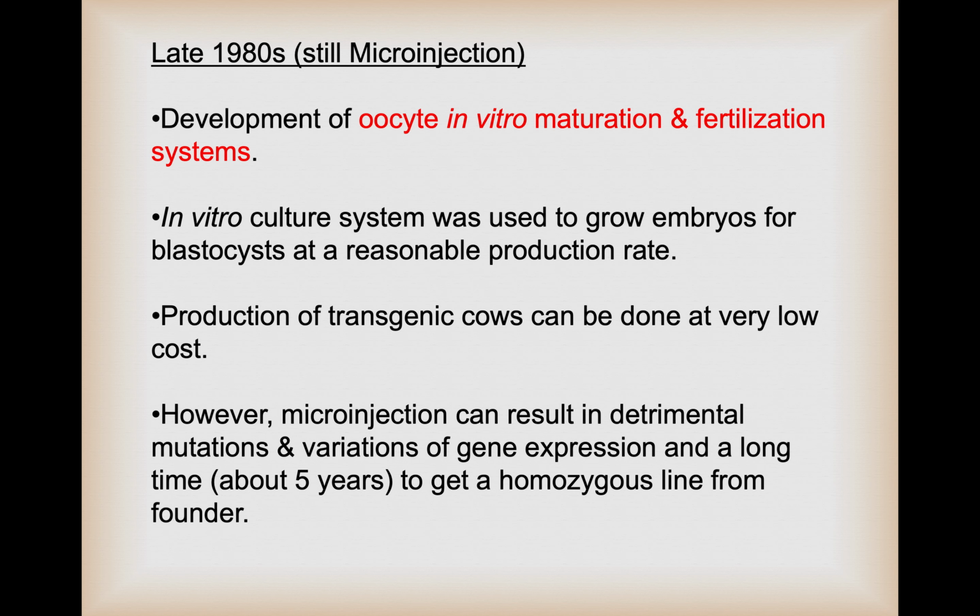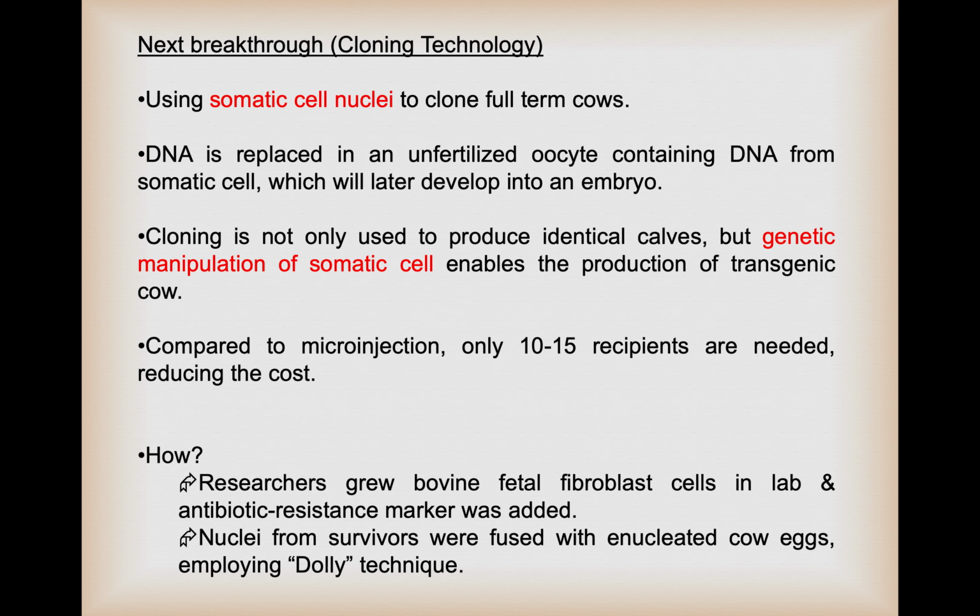But what they found is that microinjection could result in detrimental mutation and variations of gene expression. And of course, it takes more than 5 years to get a homozygous line from the founder. Usually more than that, about 7 years.